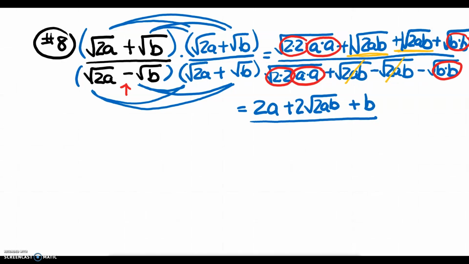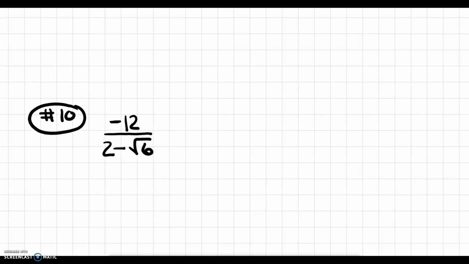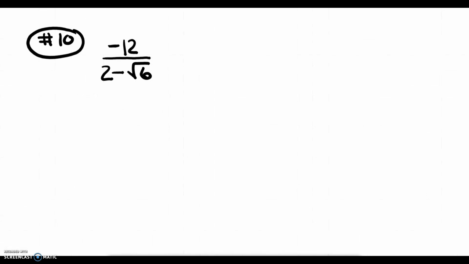So what do I get in the denominator? I'm pulling that 2 out and the A out, minus B. That is going to be my final answer. And that's a lot like problem number 8. And do we have time for this one? We do. Let's walk through this very quickly.